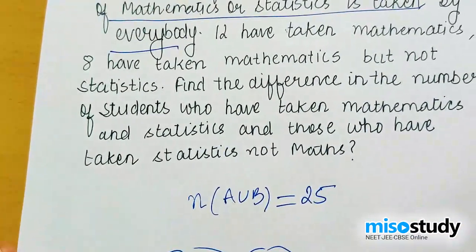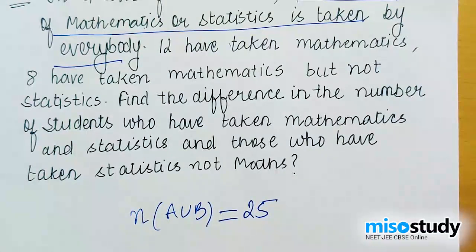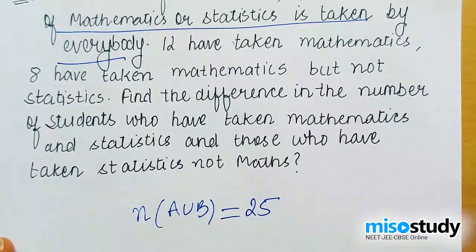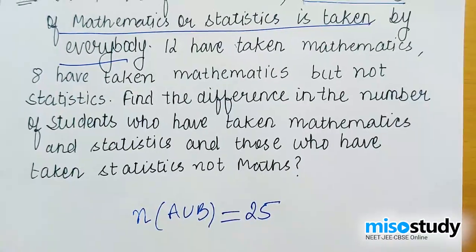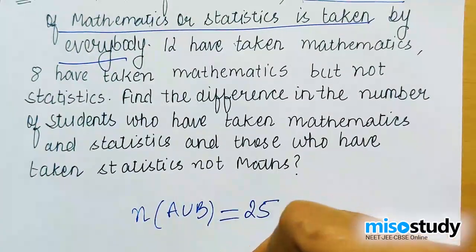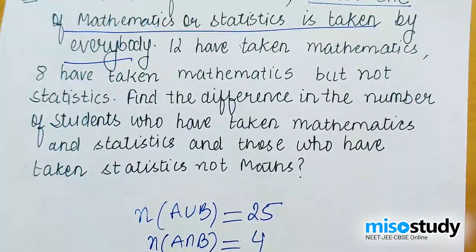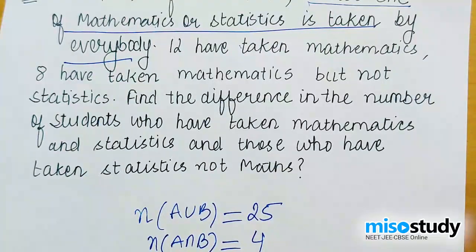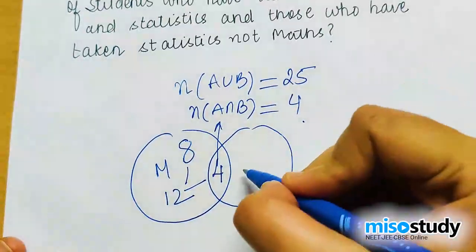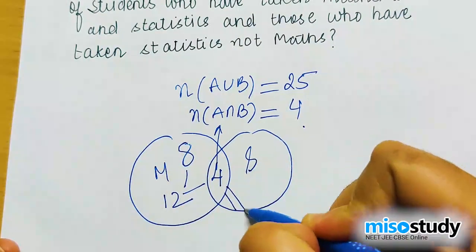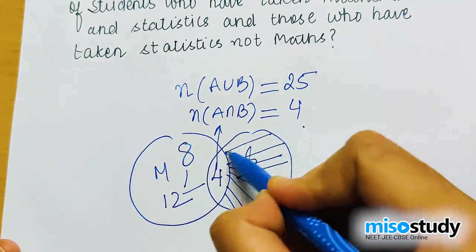Now let's read the question. 12 have taken mathematics, 8 have taken maths but not stats. That means individually maths. Find the difference in the number of students who have taken maths and stats. Now what is maths and stats? That means they're talking about A intersection B. So we are supposed to find out the difference between the students who have taken maths and stats and those who have taken stats but not maths. That means only stats. So it's extremely easy.